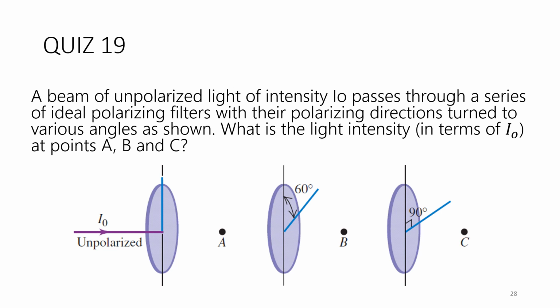For B, the angle between the first and second polarization axes is 60 degrees. So cosine squared phi is just 1/4. The intensity at B is then I naught over 8. And to answer C, we use I max as the intensity coming from B. The angle between the axes of the second and the third polarizer is 30 degrees. So all we need to do is multiply a factor of 3/4 from B, as with the previous example, or the very first quiz we had. The answer for C should then be 3 over 64 times I naught.